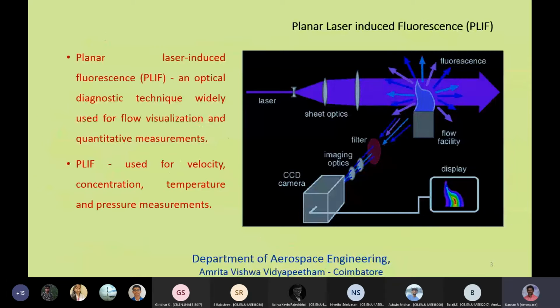Next, in today's class, we are going to see planar laser induced fluorescence, which we simply call the PLIF technique. It is an optical diagnostic technique, widely used for flow visualization as well as for quantitative measurement of fields. What are we going to get from planar laser induced fluorescence? We are going to get the velocity, even species concentration.